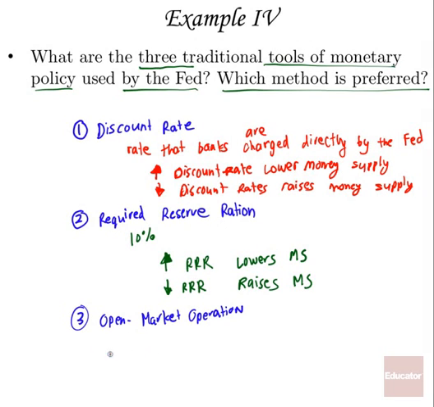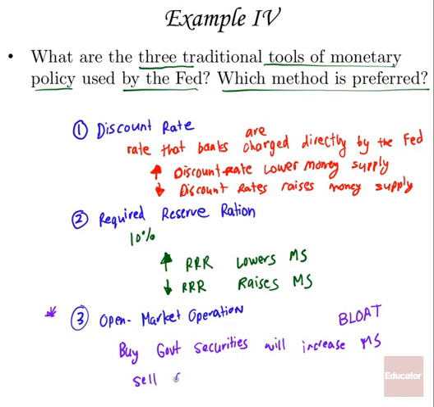And then open market operations. This is the preferred method. Why? Because it deals with more of the supply and demand. Buying government securities will increase the money supply. So buying, again, will bloat the money supply. And selling government securities will decrease the money supply. Why? Because sell is going to shrink the money supply. So sell, shrink. So these are the three traditional tools of monetary policy.